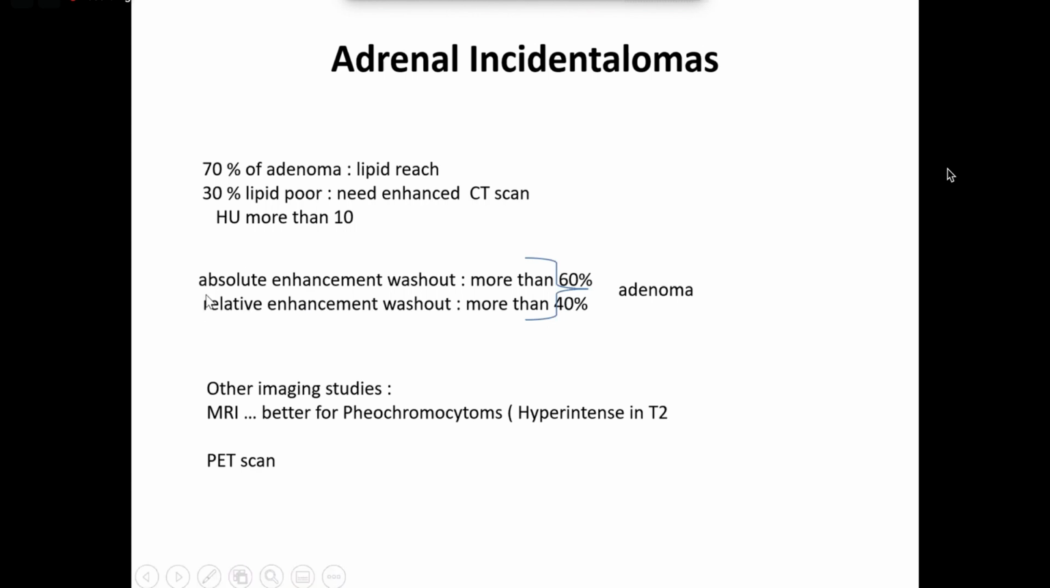In the adrenal protocol, usually we do the CT scan before without contrast. Then we give the patient a contrast, and we check the enhancement at 1 minute and 15 minutes. And we can check the absolute enhancement washout. Usually the adenoma has a rapid washout. If it's more than 60%, that goes with a lipid poor adenoma. And for relative enhancement washout, it's more than 40%. So this goes with adenoma as well.